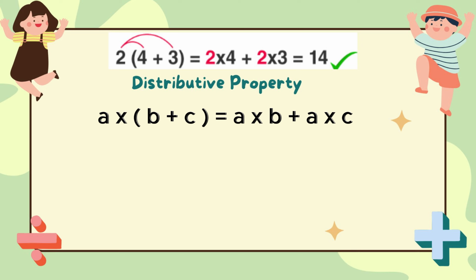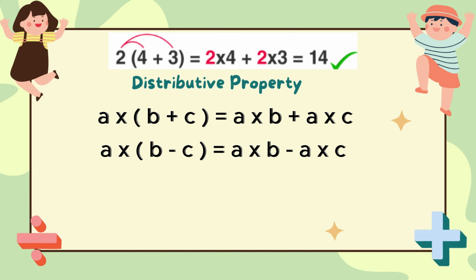Then, in subtraction, A times the quantity of B minus C: we have A times B, and A again times C, so we have A times C. And this time, this is a subtraction.